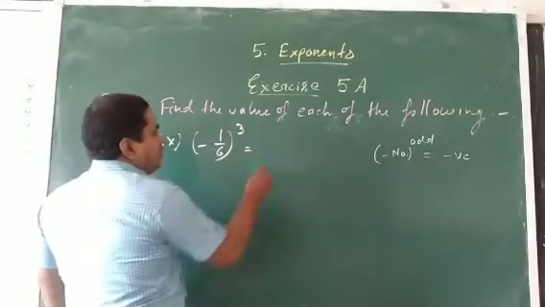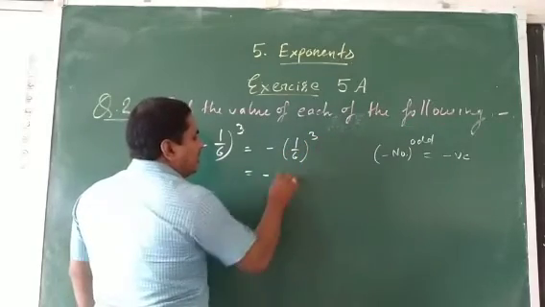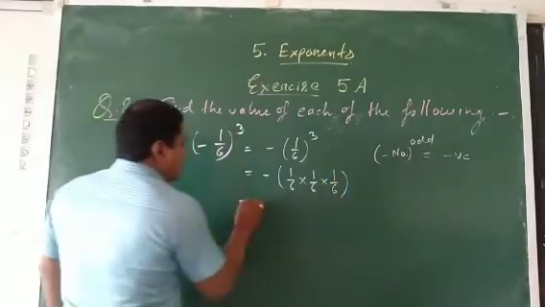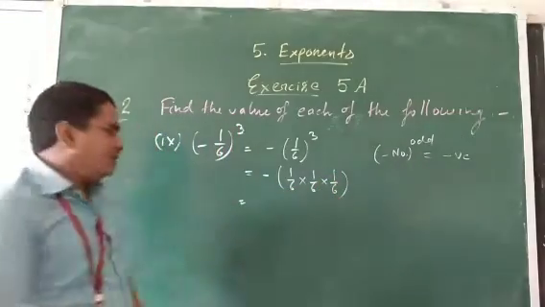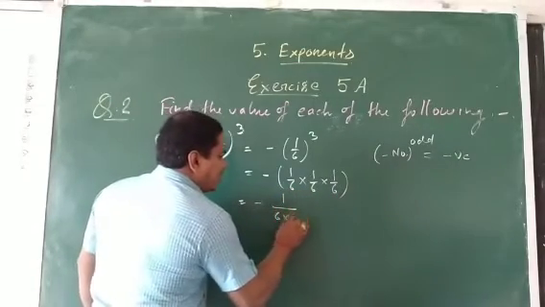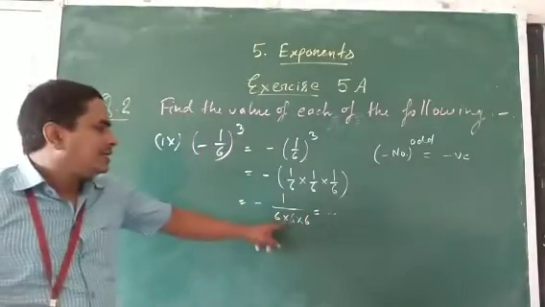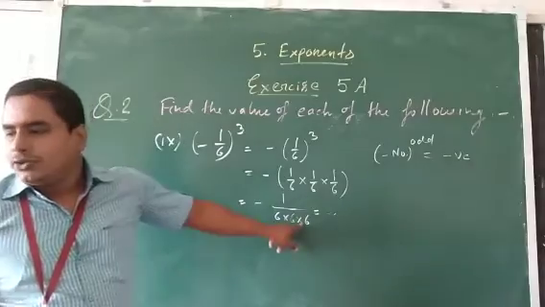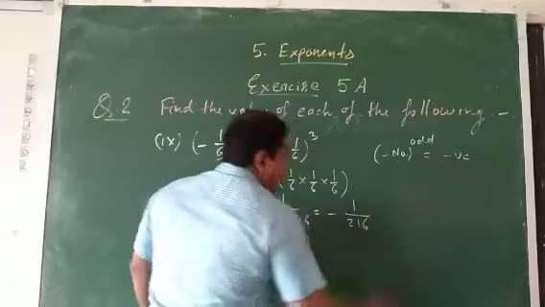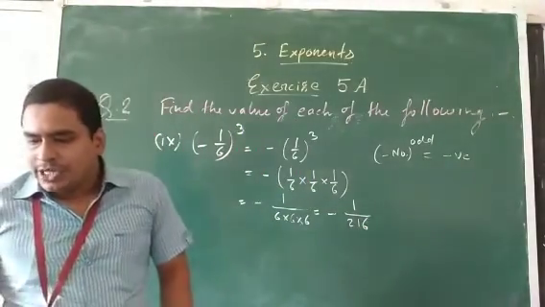So here, minus 1 by 6 to the power 3. You can write this as 1 by 6, 1 by 6, 1 by 6. Multiply all three terms. So you will get 6 into 6 into 6 in the denominator. So what is the answer? 6 6s are 36, 36 6s are 216. So the answer will be minus 1 by 216. Clear students? Now we proceed to the next question.